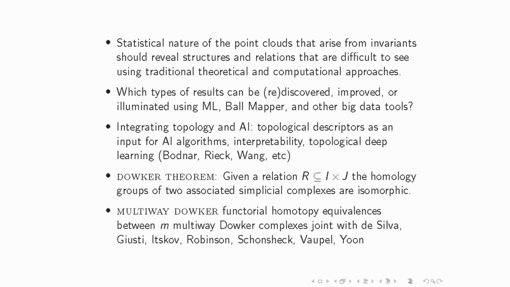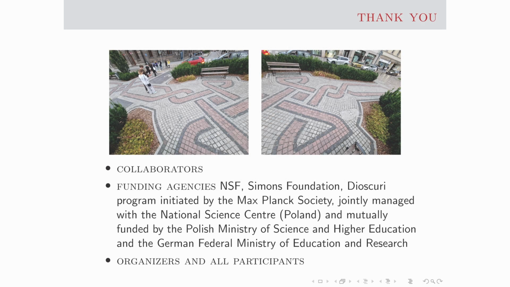Okay, if it's not clear, I think there's a lot of potential for using data analysis in theoretical mathematics. In particular, in knot theory, I think there's a lot of information contained in the statistical nature of these point clouds that arise from invariants that has been overlooked in the history of knot theory. I would love to know what types of results can be rediscovered using these tools. And again, I'm super excited about integrating topology and AI tools.